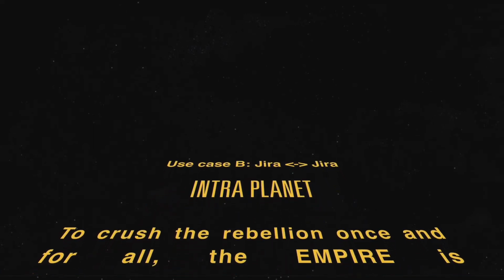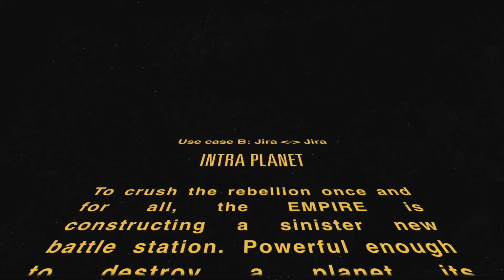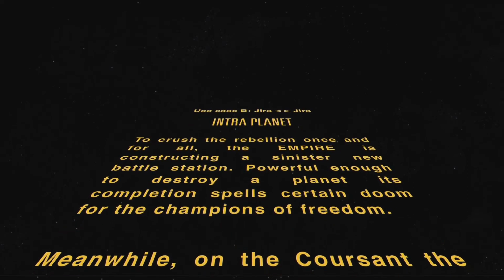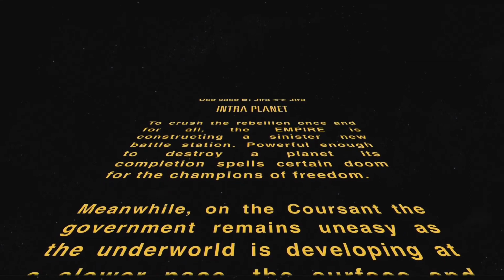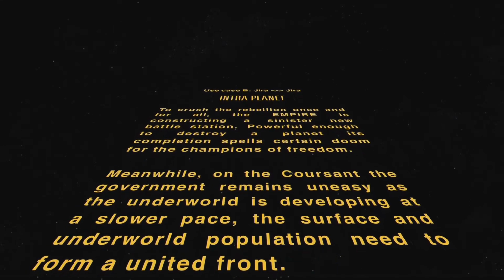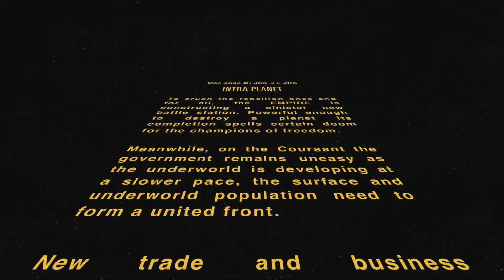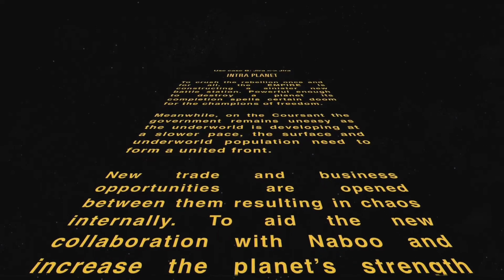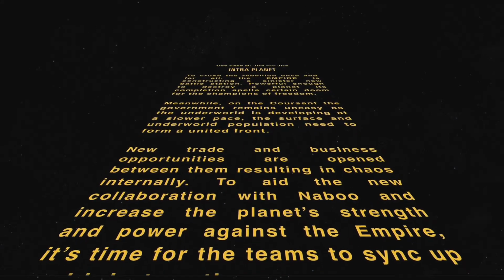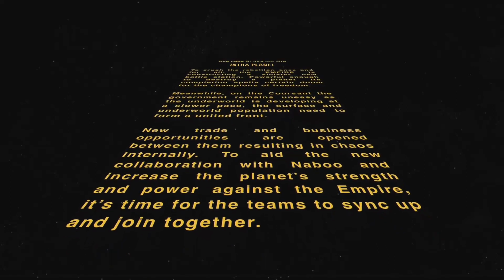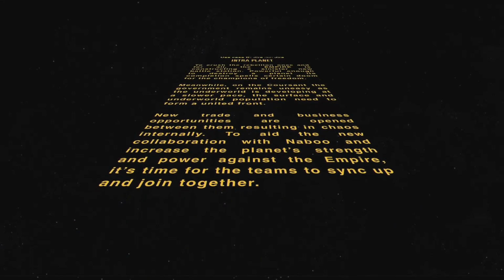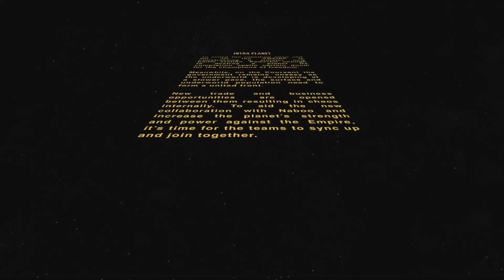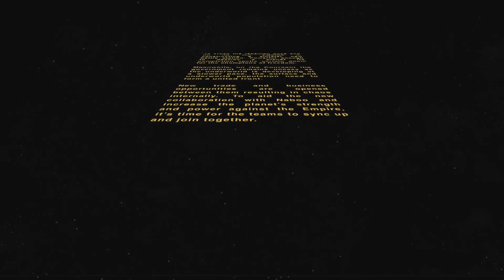So we see a lot of companies and platforms integrating within each other. To crush the rebellion once and for all, the Empire is constructing a sinister new battle station. Powerful enough to destroy a planet, its completion spells certain doom for the champions of freedom. Meanwhile, on Coruscant, the government remains uneasy as the underworld is developing at a slower pace. The surface and the underworld population need to form a united front. The new trade and business opportunities opened between them result in chaos internally. To aid new collaboration with Naboo and to increase the planet's strength and power against the Empire, it is time for the teams to sync up and join together. So a bit more of an intergalactic use case there as well.